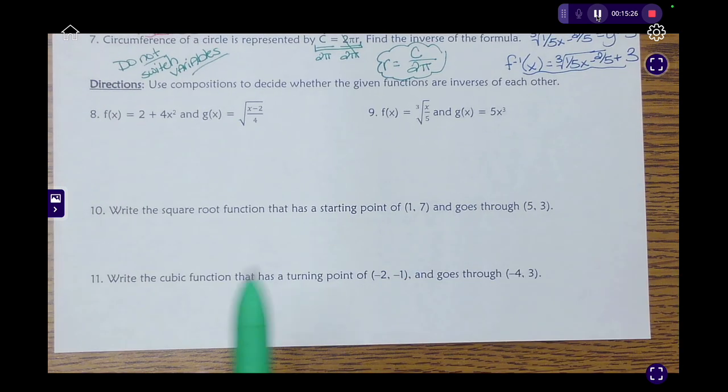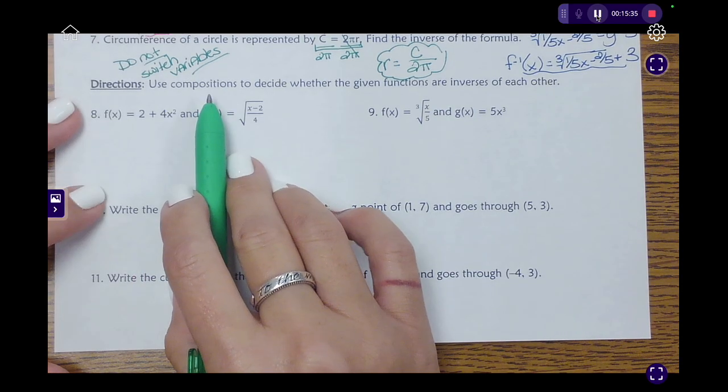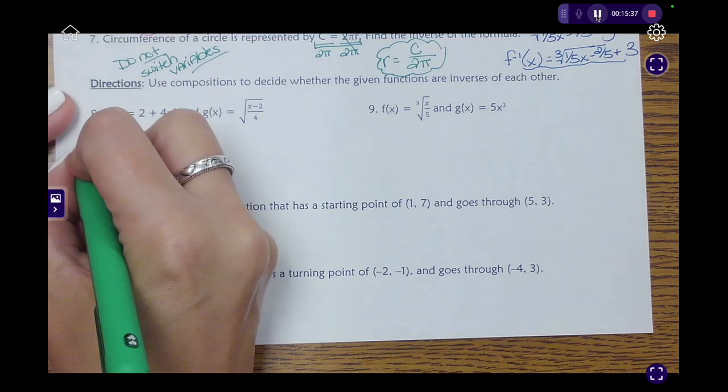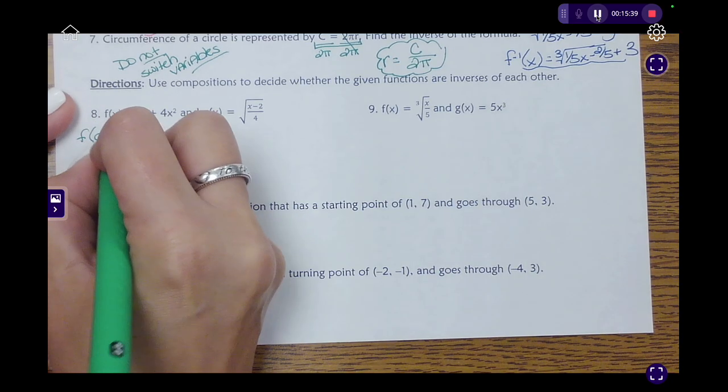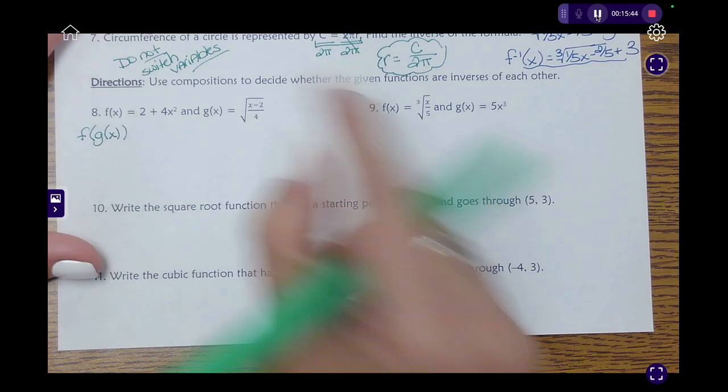All right, next one, compositions. To decide if something, when I give you something, are inverses of each other, you're just going to look at it and you have to use your composition. So remember, that's where you're going to find f of g of x first. If that equals x, then I have to find g of f of x.